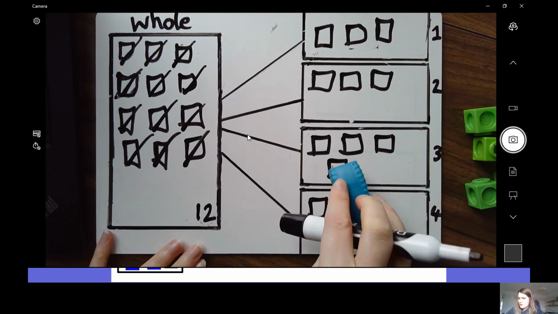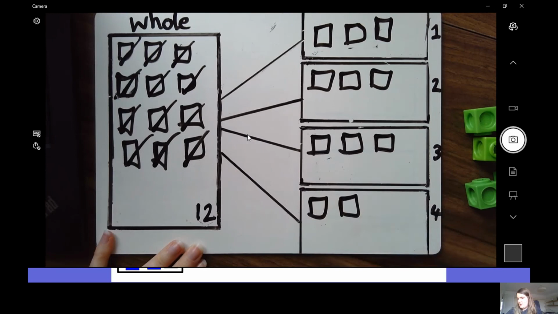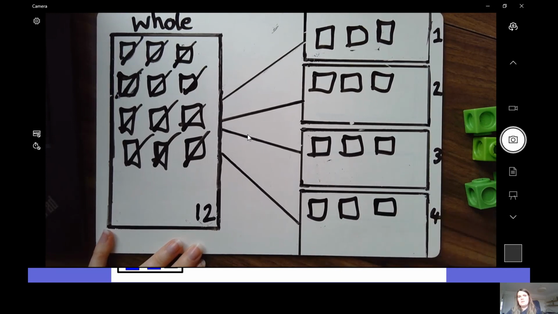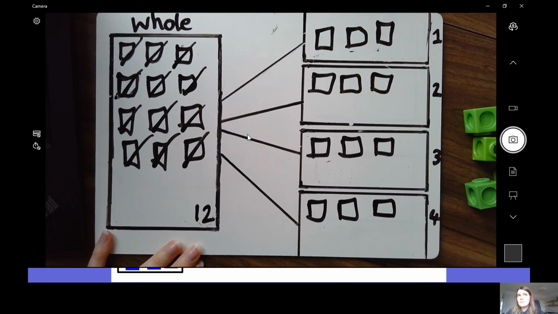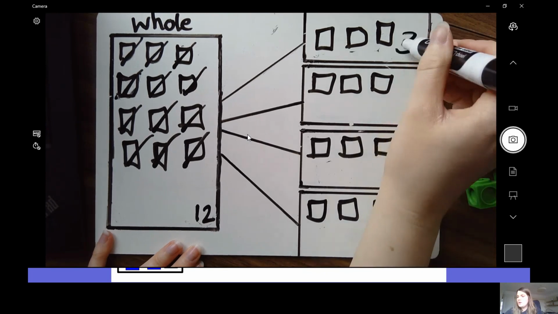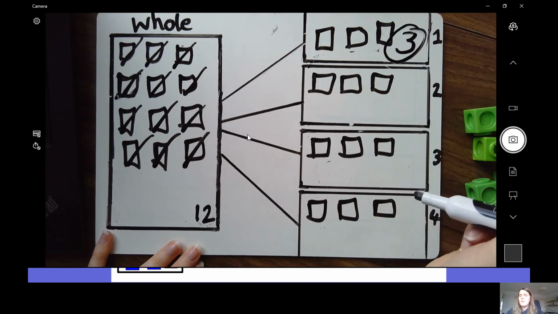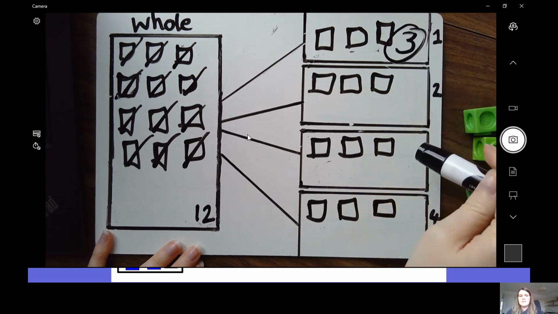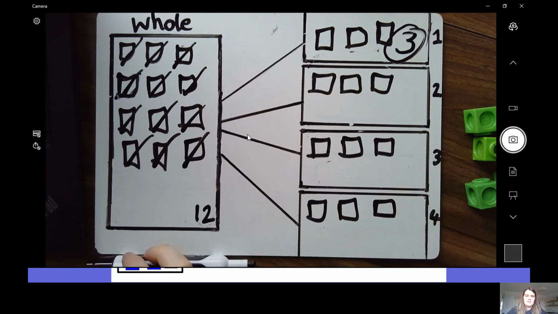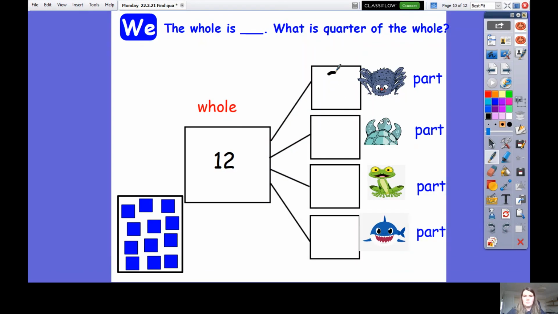Why should it be in the 4 box? Because then it's sharing equally. Okay. How many do they have each? Okay, you know how many they have each. So can you tell me what quarter of 12 is? Quarter of 12 is 3. Well done. How do you know it's quarter of 12? Because each part has 3. Fantastic. Well done, everyone. So when we share 12 into 4 equal parts, we find that they get 3 each.